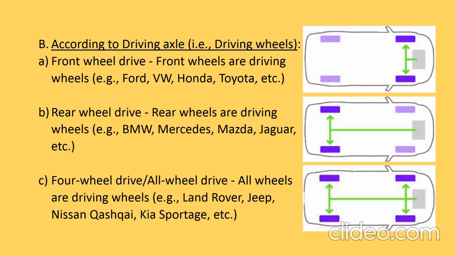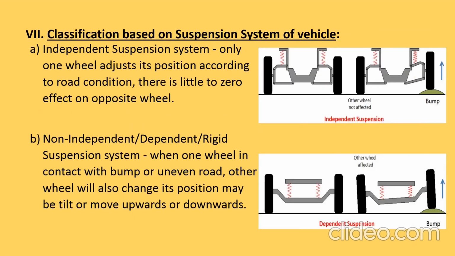Now the next classification of vehicle, which is based on the suspension system of the vehicle. Here we have two types. Independent suspension system is where only one wheel adjusts its position according to the road condition. There is little to zero effect on the opposite wheel.